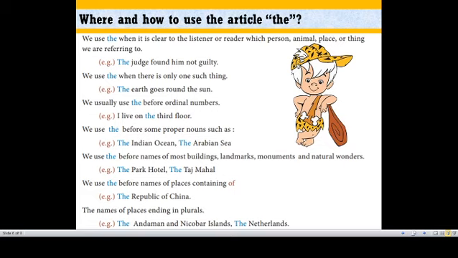Next, we have to use 'the' before names of places containing words like 'of', as in the Republic of China. இது மாதிரியான பிளேசஸ்க்கு முன்னாடி தான் நம்ம கம்பல்சரிலி we have to use 'the'. The names of places ending in plurals: before some names of places that end in plural, before such plurals we have to use 'the'. For example, the Andaman and Nicobar Islands, the Netherlands. Before this kind of plurals we have to use 'the'.